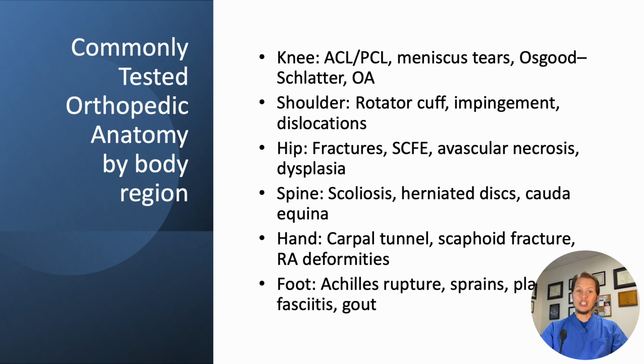Okay, know your regions, right? That's the next thing. ACL or PCL injury in the knee, rotator cuff in the shoulder, SCFE in the hip, carpal tunnel in the hand. These are very key classic conditions that they love to ask questions about. I haven't seen as many of these specific questions, but they do come up here and there, like the knee ACL and the hand carpal tunnel are pretty classic.